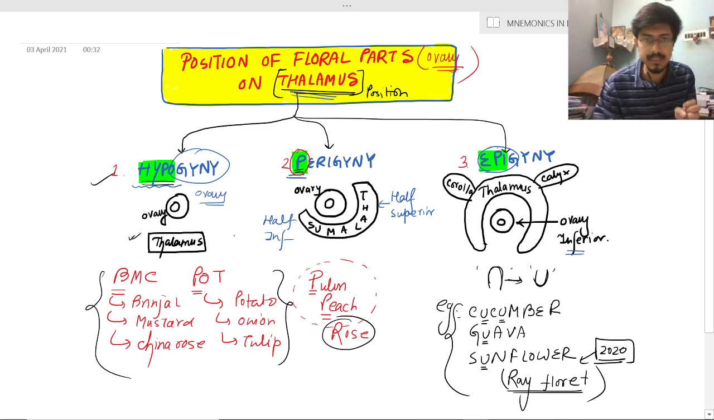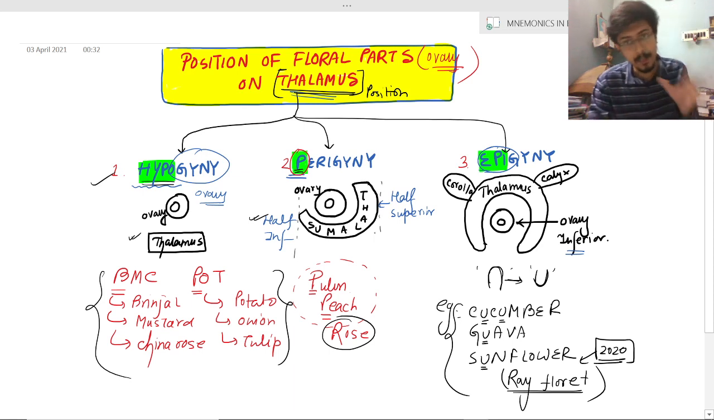In perigyny, the ovary is surrounded by the thalamus. Here you can see the ovary is surrounded by the thalamus. On one side the ovary is half inferior, and on the other side it is half superior.